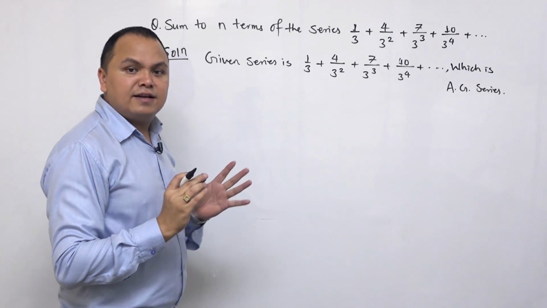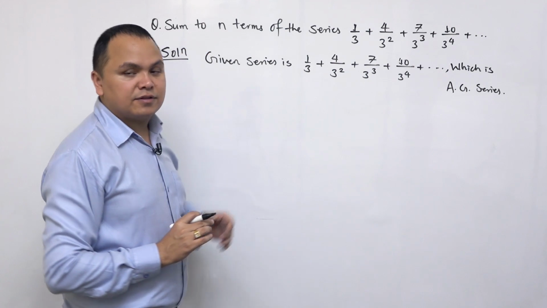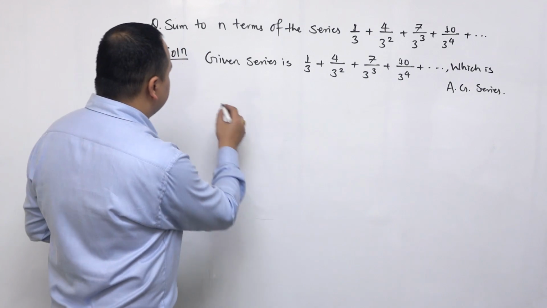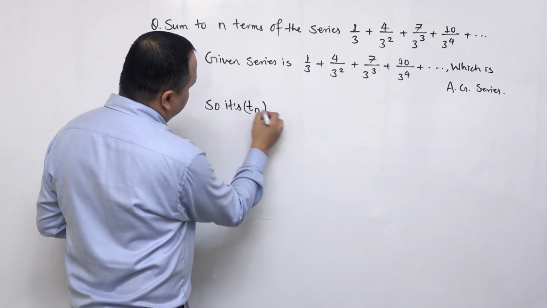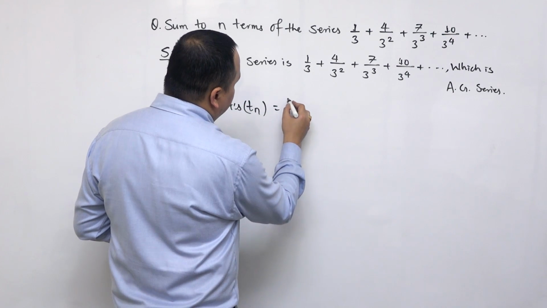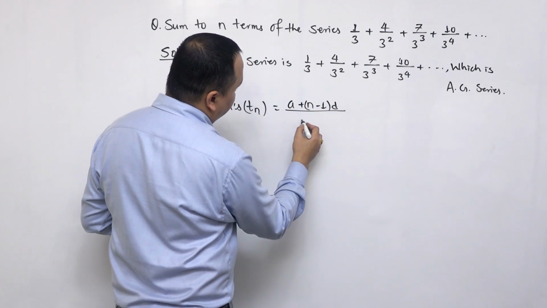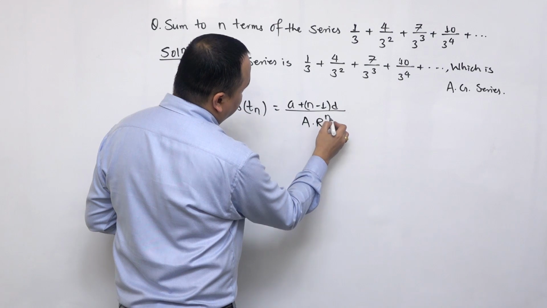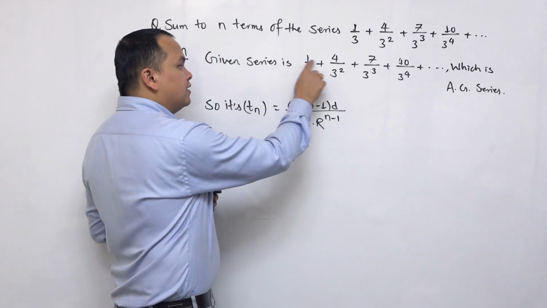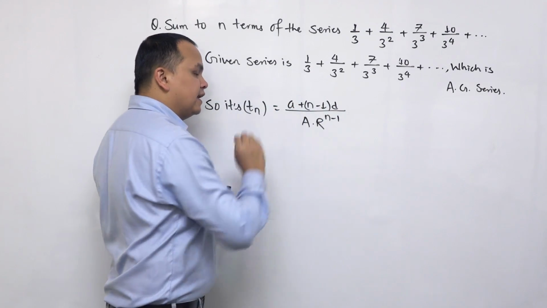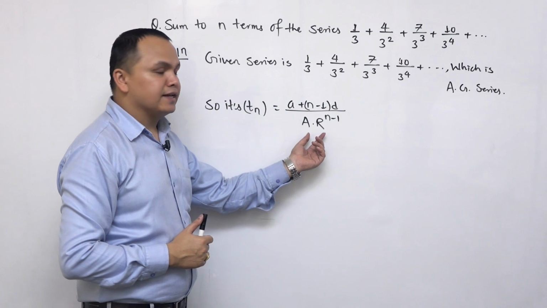First we find its Tn, because we need to find the sum of first n terms. So its Tn is equal to a plus n minus 1 times d upon a into r to the power n minus 1. Because above we have an AP, the formula for Tn of an AP, and below in the denominator we have a GP, the formula for Tn of a GP.